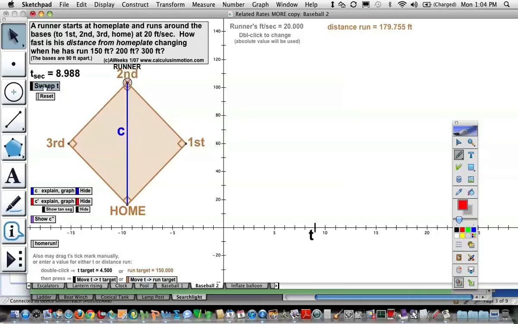Okay, now what happens when we round second? Now it's negative. C prime would be negative. C is now getting less. Okay? And what would C prime be right here? Negative 20. Because now he's running straight towards home at 20 feet per second, so C would be decreasing at a rate of 20 feet per second. Okay? Now, again, we're going to get into how we do these calculations and so forth here in a minute.